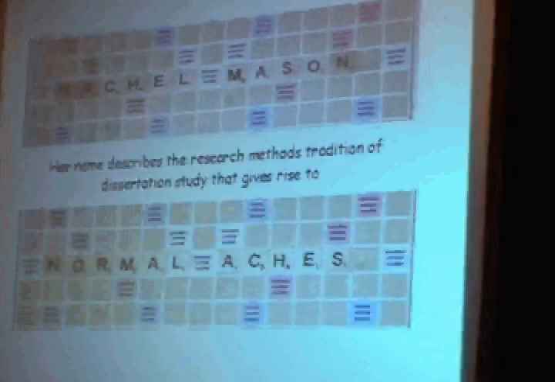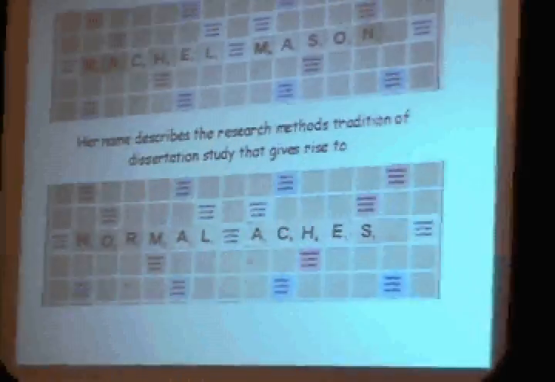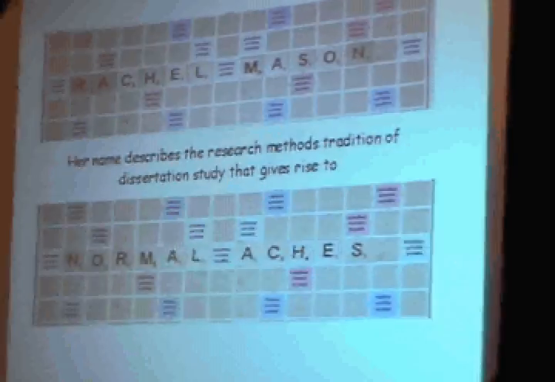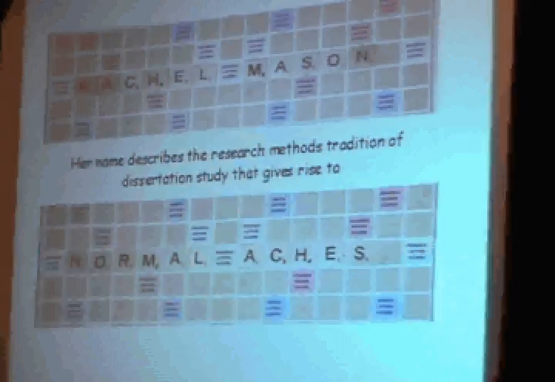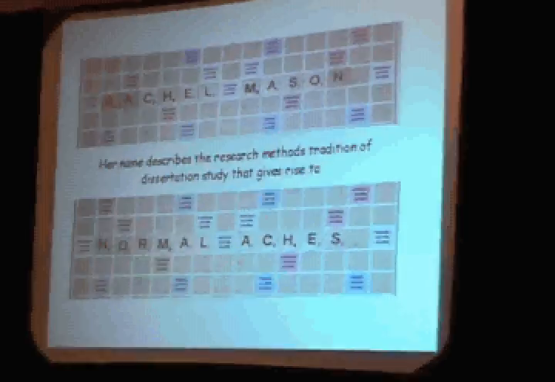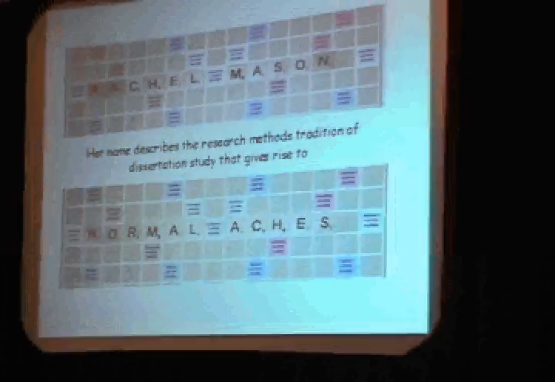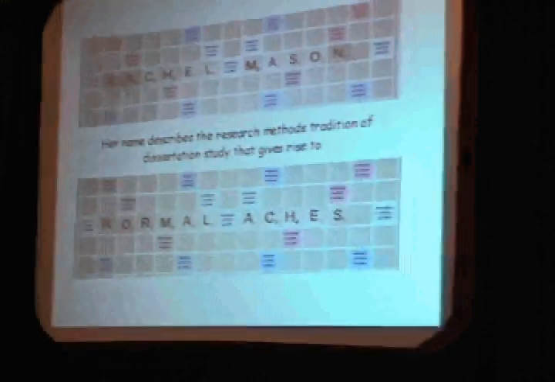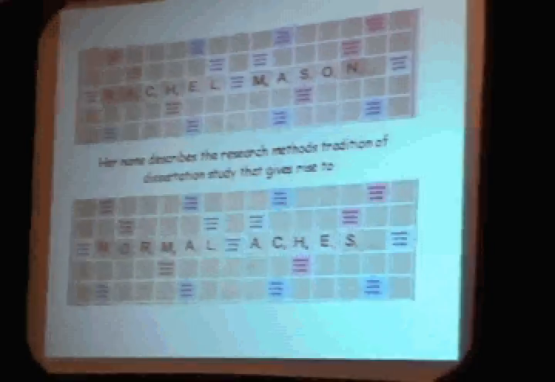And then we have Kerry Freedman. Kerry's alter ego is Kerry and Frank. Rachel Mason. Rachel's name describes the research methods tradition of dissertation study that gives rise to normal aches. And for those of you who have recently written your dissertation or in the throes of writing your dissertation, you know you felt a lot of those aches.